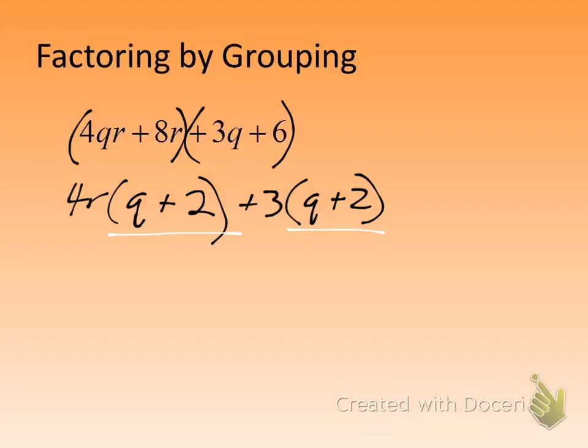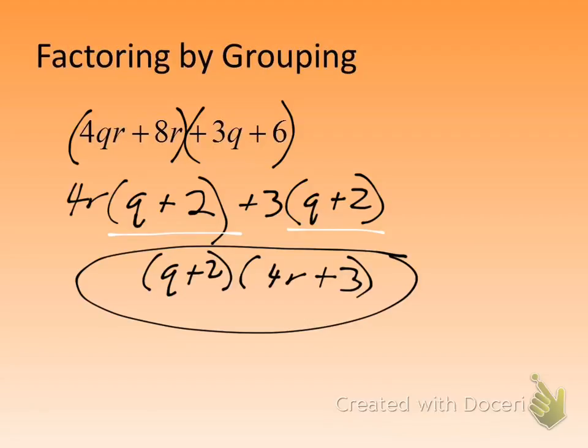From here, you take those two, and basically what you do is you factor them out. So you make it Q plus 2 times the outsides, 4R plus 3. And you're done. Okay?